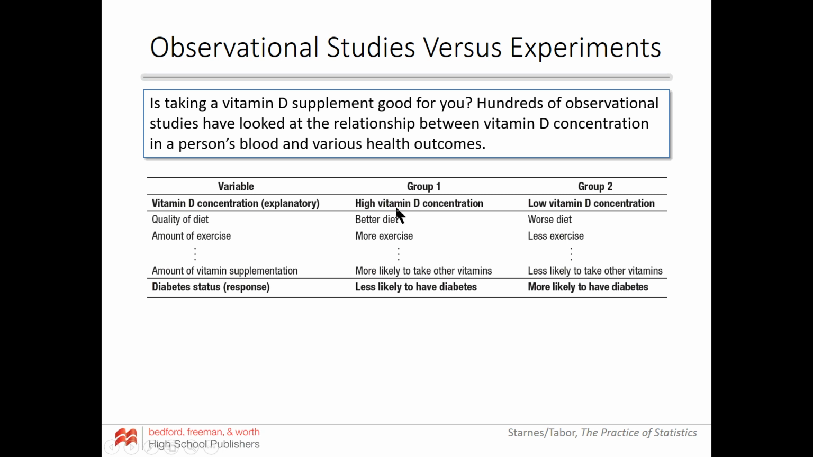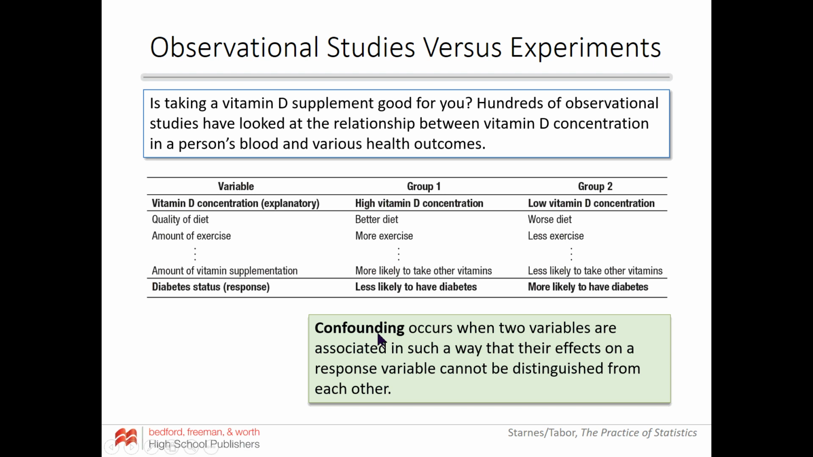So maybe these people who have high vitamin D concentration in their blood, maybe they just so happen to take a lot of other vitamins. Maybe they just so happen to have a better diet. Maybe that's why they had a higher vitamin D concentration in their blood to begin with. So maybe some of those other things are part of the reason why they're less likely to have diabetes. So that's called confounding, and we've talked about this before too.